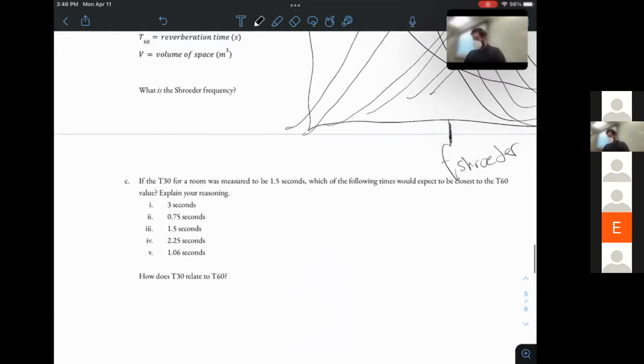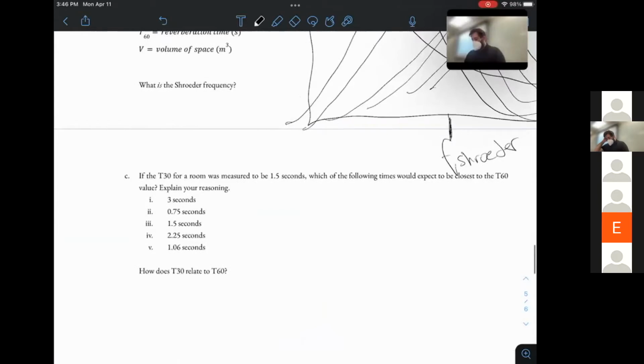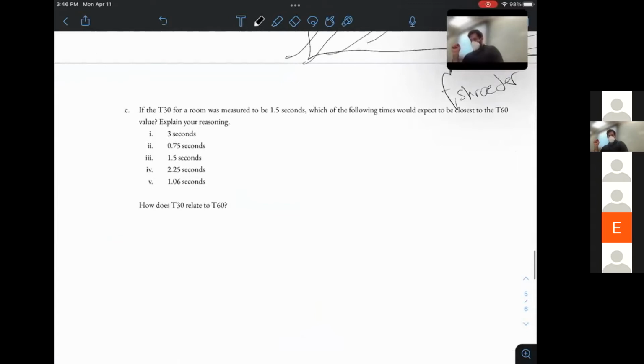We talked about this, but let's make sure we're there. If the T30 for a room was measured to be 1.5 seconds, which of the following times would you expect to be closest to the T60 value? Explain your reasoning. How does T30 relate to T60? We talked about this like a billion times now.